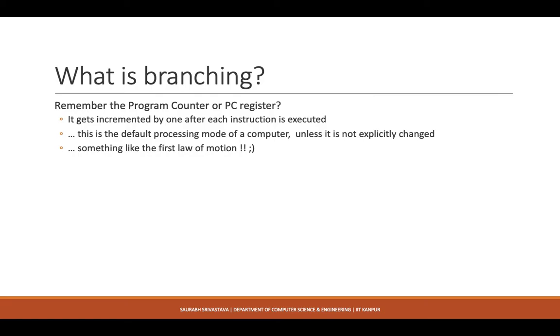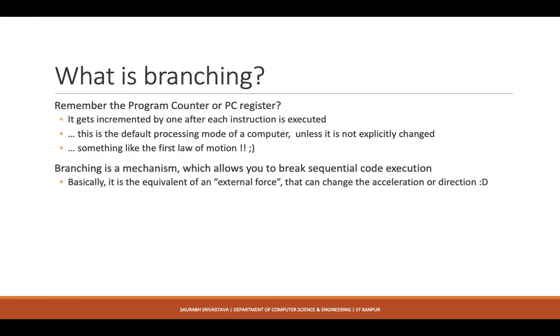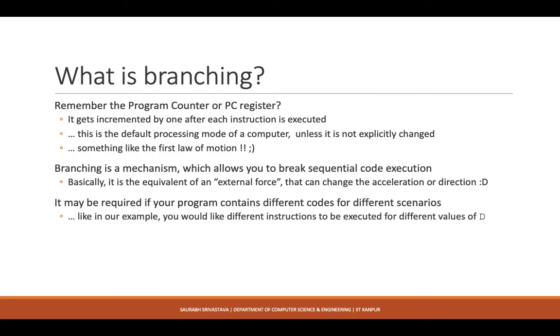So the same thing is that basically if you don't stop or if you don't change the way your computer works, the computer simply keeps on executing instructions in a sequence. Now, branching is a mechanism which basically allows you to break this sequential code execution, right? So if you go back to our physics example, it is an external force that can change the direction or acceleration of your body.